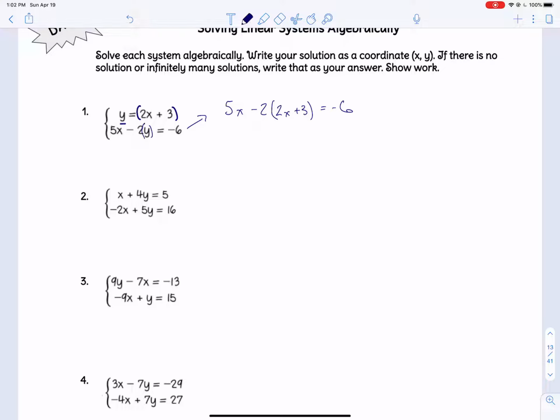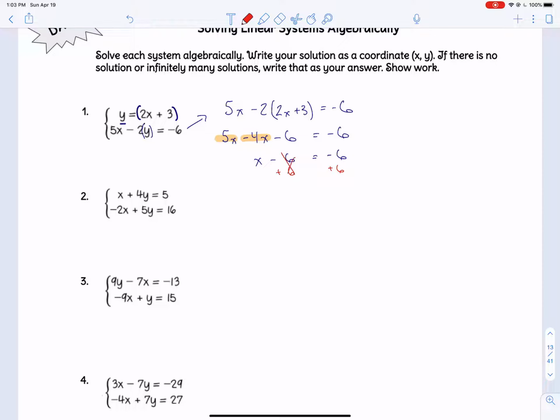So now we're just going to simplify this distributive property to get rid of those parentheses and then combine like terms and then solve for x. So we have 5x minus, so negative 2 times positive 2x is negative 4x. Negative 2 times positive 3 is negative 6 equals negative 6. Combine like terms. So our like terms are this 5x and negative 4x. So that leaves me with just x minus 6 equals negative 6. Adding 6 on both sides.